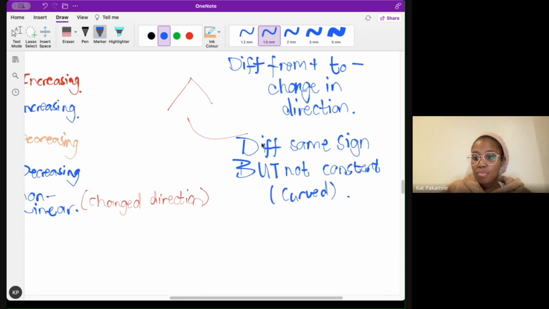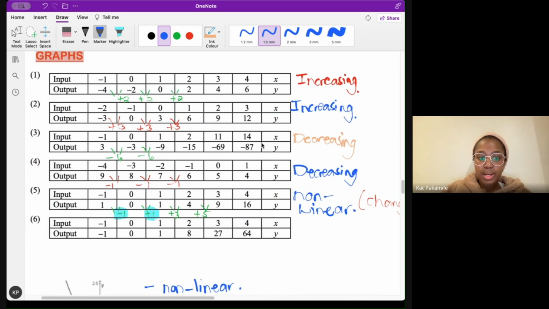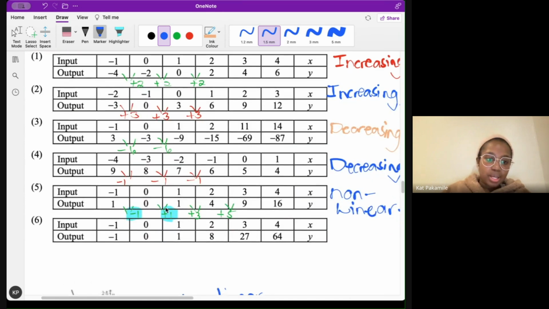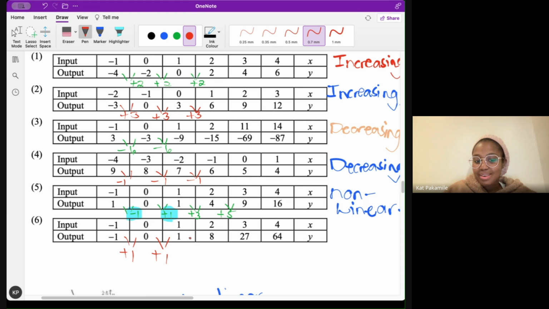And then the last one, let's look at the last one. Negative 1 to 0. How do I get from negative 1 to 0? I added 1. 0 to 1. I added 1 again. But 1 to 8. I added 7. Do you see why you need to check more than 2 numbers or 3 numbers?